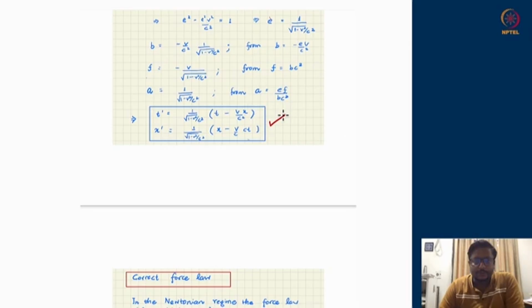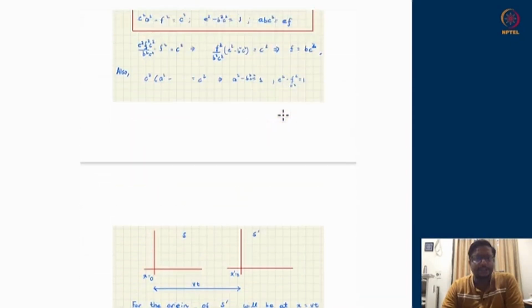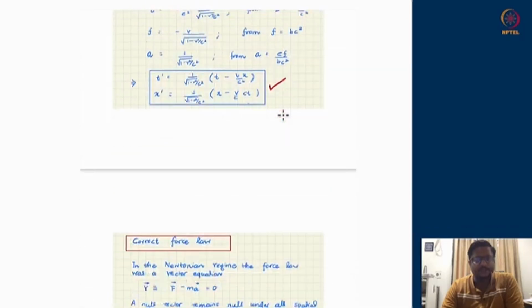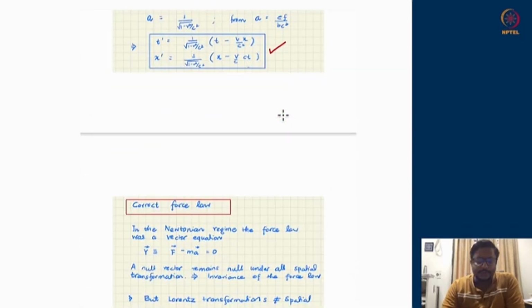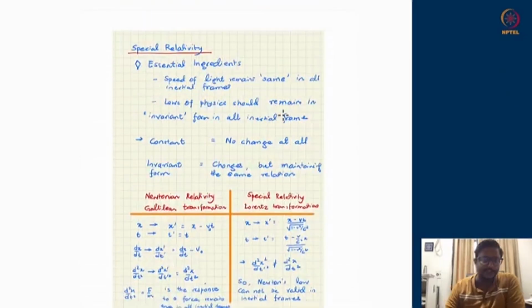And we obtained the form of the Lorentz transformation through simple algebraic manipulations of the constancy of the line element, which is c square dt square minus dx square minus dy square minus dz square. That should be the same for the speed of light across all frames, and we ended up getting the set of Lorentz transformations. Now, that was the first basic ingredient of the special relativistic properties which we discussed in the previous class. We wanted to have two properties: that the speed of light remains the same in all inertial frames, which we have now achieved through Lorentz transformations, and the second part, that the laws of physics should remain invariant in form in all inertial frames.